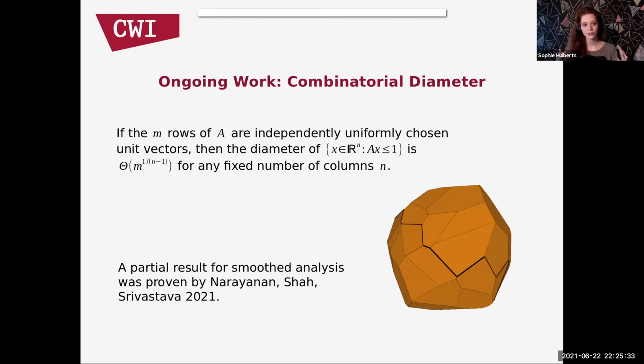So we have this sort of similar thing going on where the average case is much easier than the worst case. And our smooth analysis results from the previous slide were actually used this year by Narayanan, Shah, and Srivastava to prove something close to an upper bound on the combinatorial diameter in the smooth analysis model. And I think improving this to an actual upper bound on the combinatorial diameter is a very interesting open problem.